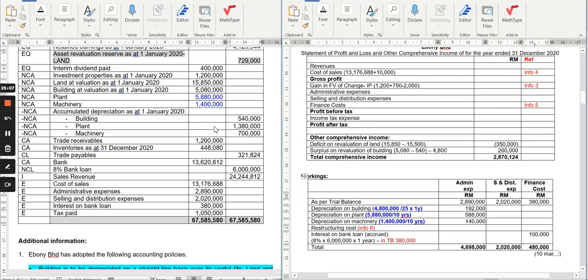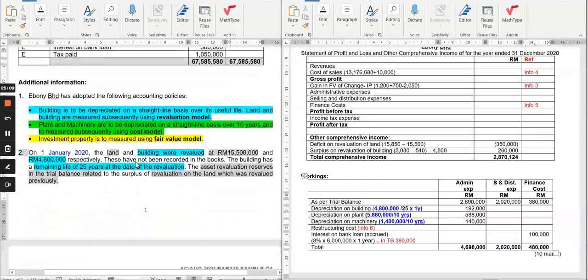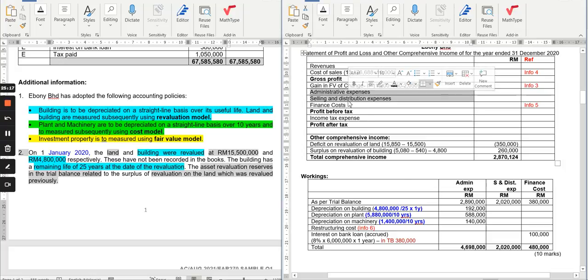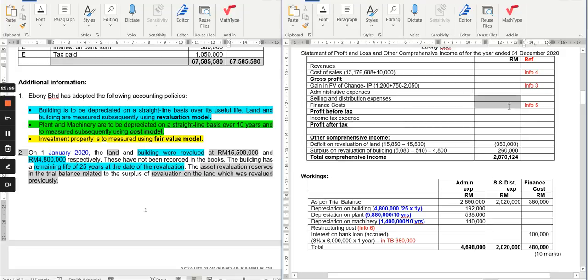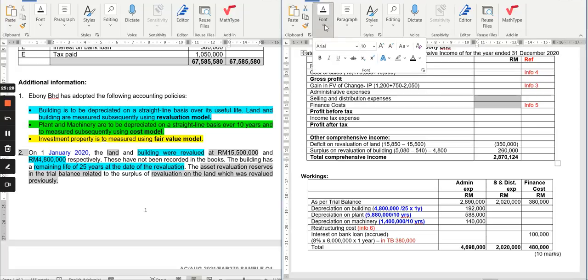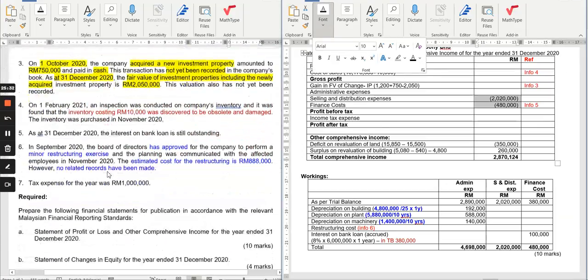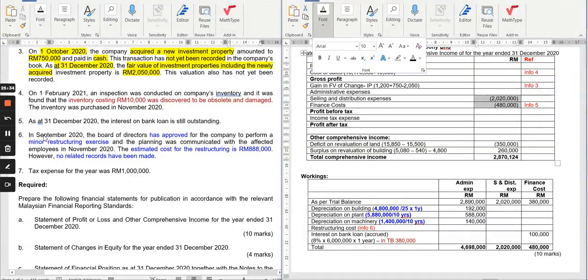So what we can do now is total up, and this should be your total, and you can transfer that figure later for your selling and distribution as well as for your finance cost. So let's just put that here, selling and distribution and finance cost. Next one, I'm still doing my adjustment, remember.